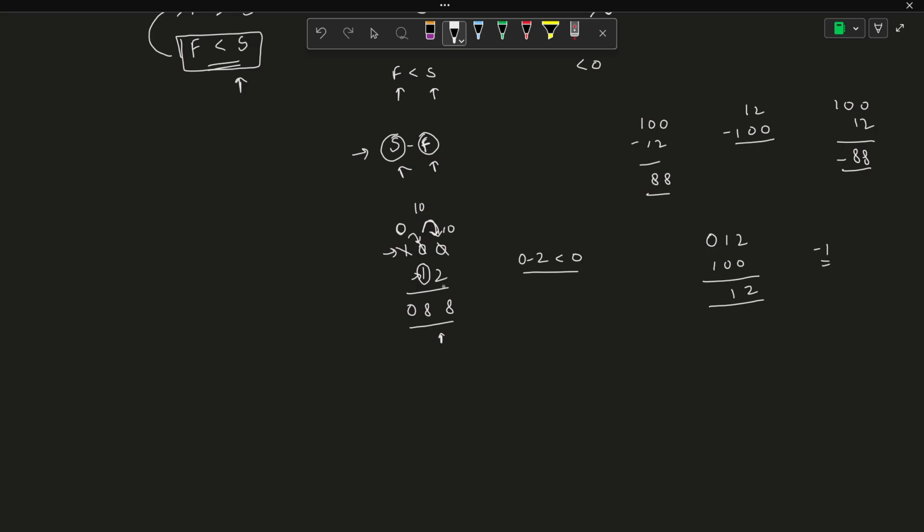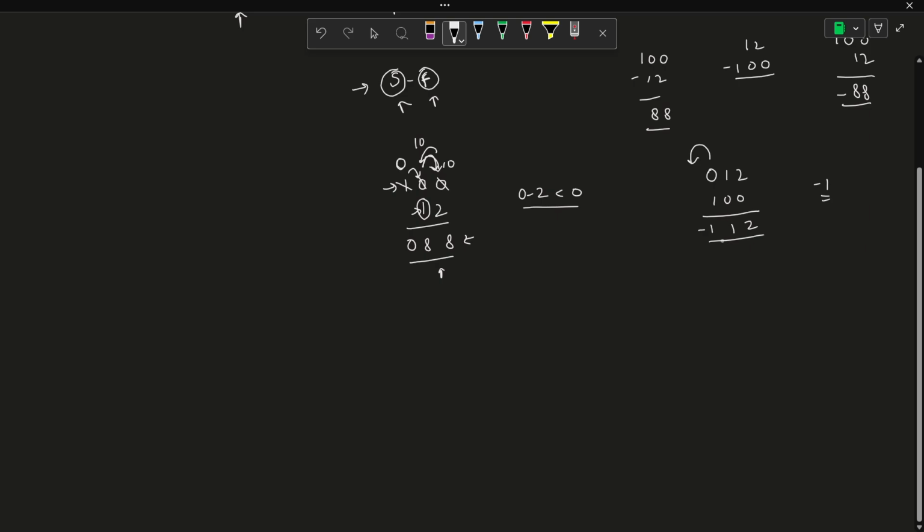What we were generally doing when our value was going negative was borrowing one value from the left, right? But you can clearly see there are no members to the left of this particular number. So what we can do is we have no option but writing minus 1. So we have now minus 1, 1 and 2. But this doesn't make any sense at all, right? Why is this minus 112?